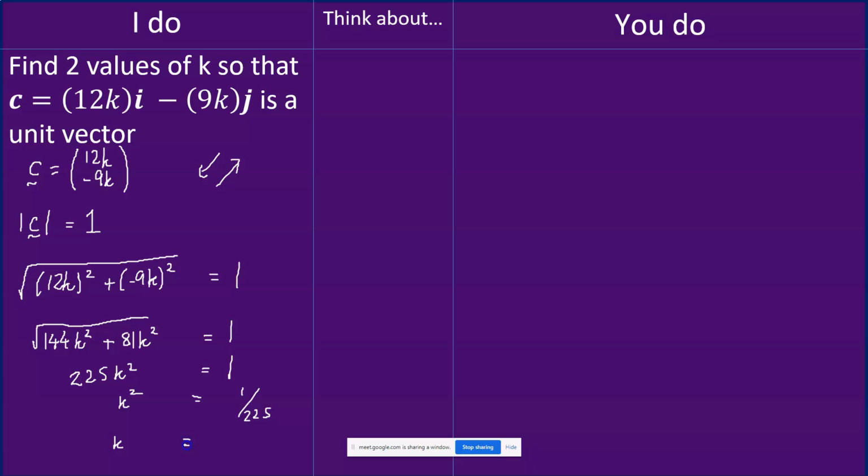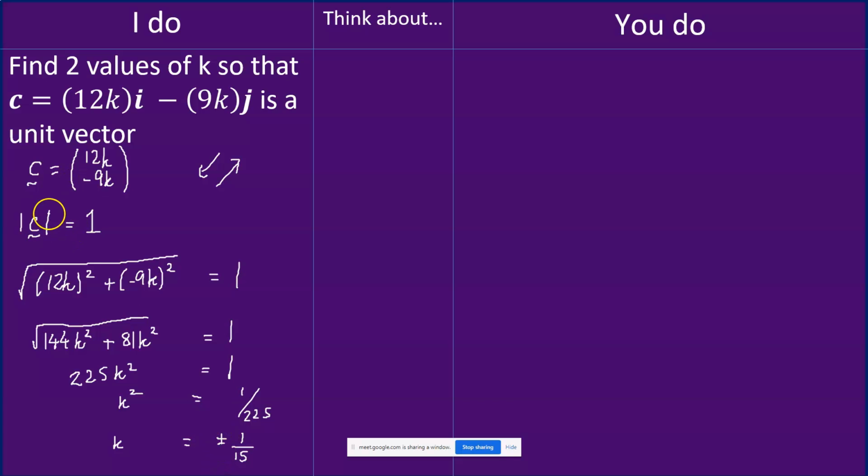So 225 I think is a square number. I think it's 15 squared, isn't it? Just check my calculator. Yes, it is. So k is equal to plus or minus 1 over 15, and that's me just square rooting that. And that is as difficult as these questions get on this worksheet.